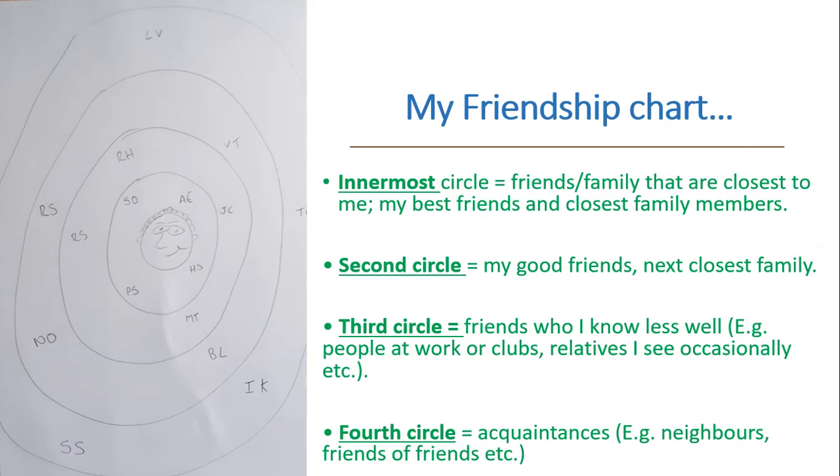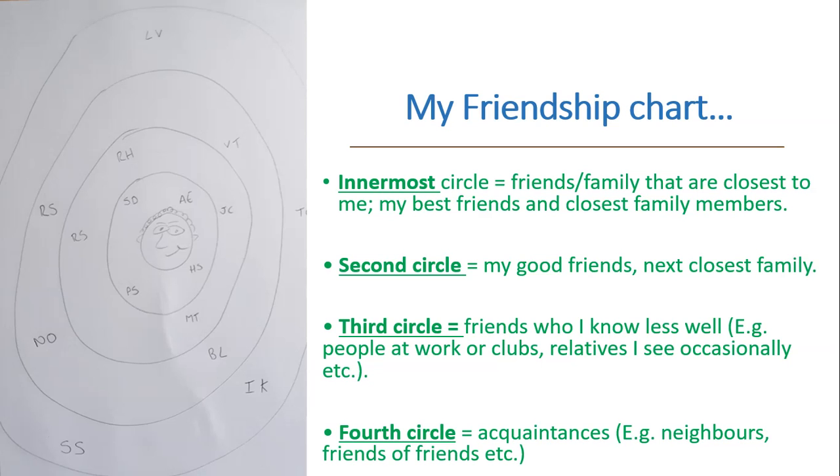Okie dokie. Right. So here is my friendship chart that I've drawn. I've taken a photo and put it here. I've drawn a beautiful picture of me. I'm sure you all worked out that was me, Mr. Smith in the middle. I'm such a fantastic artist. Not. But I've drawn a picture of me in the middle, and then in the innermost circle, so that's the first circle, I've put the initials down of the family and friends that are closest to me. So my very, very best friends are my closest family members. So really people I live with, my parents and my very best friends.